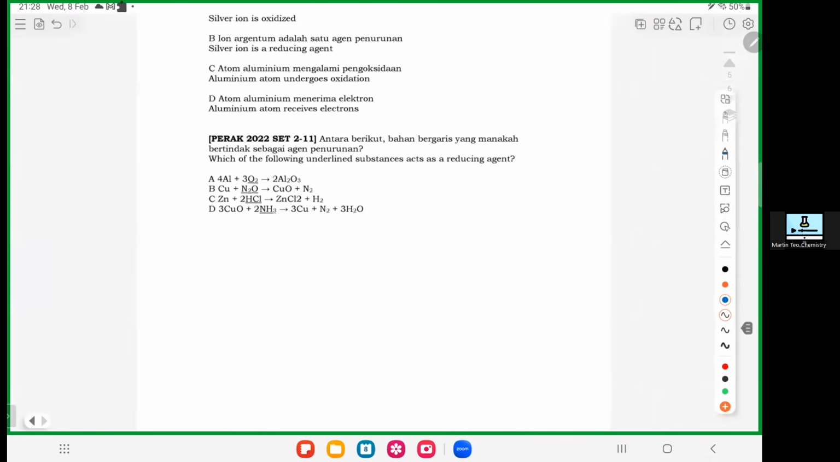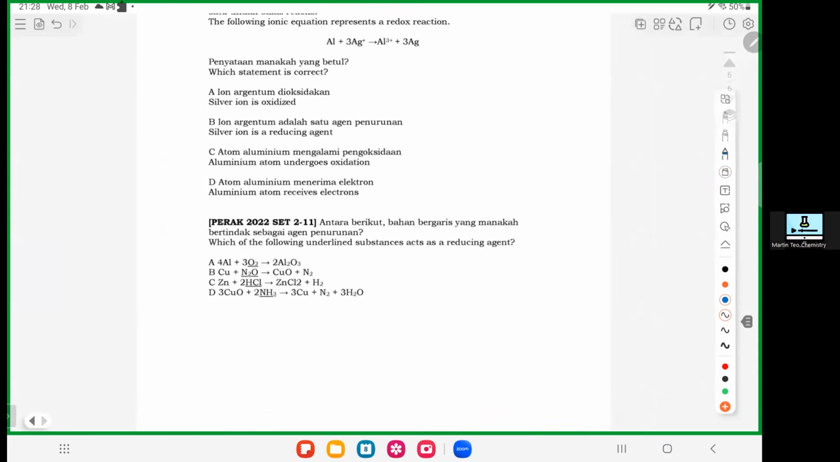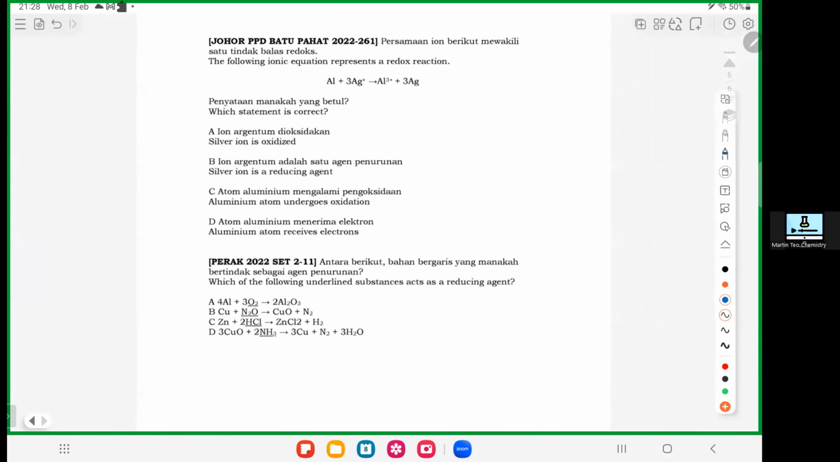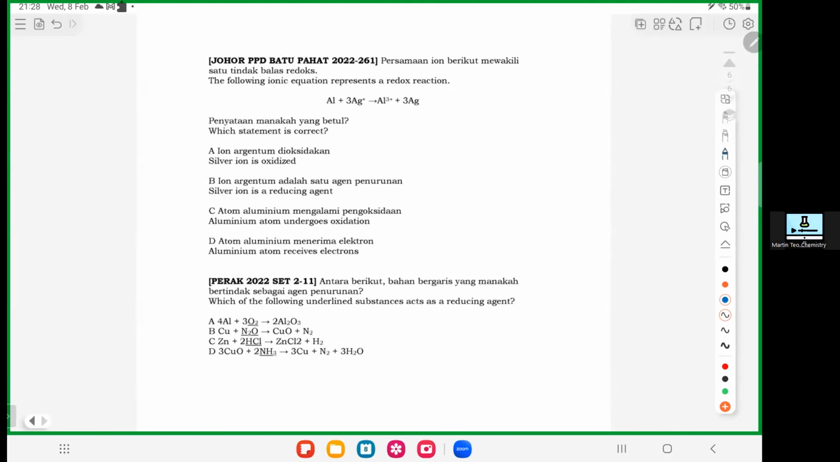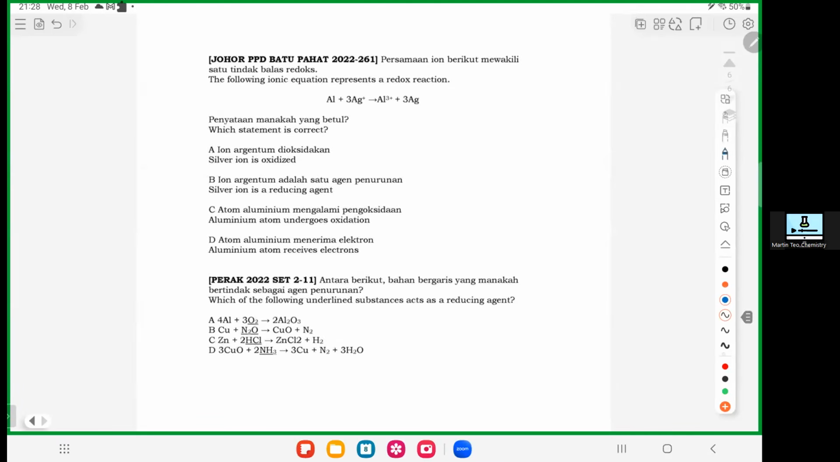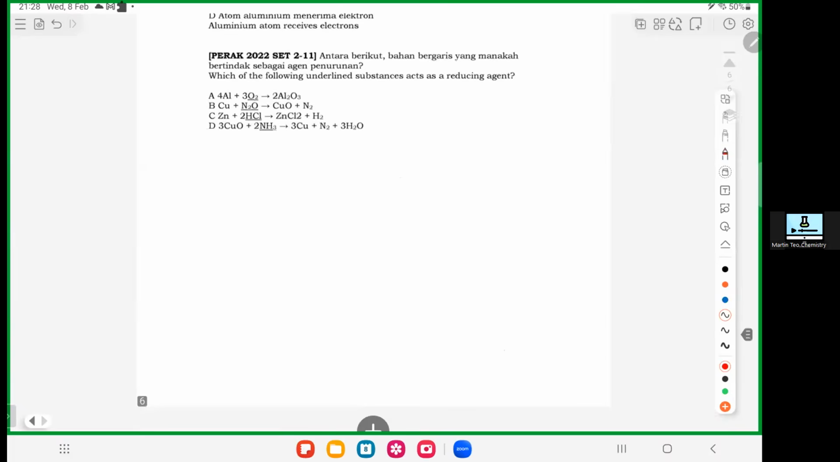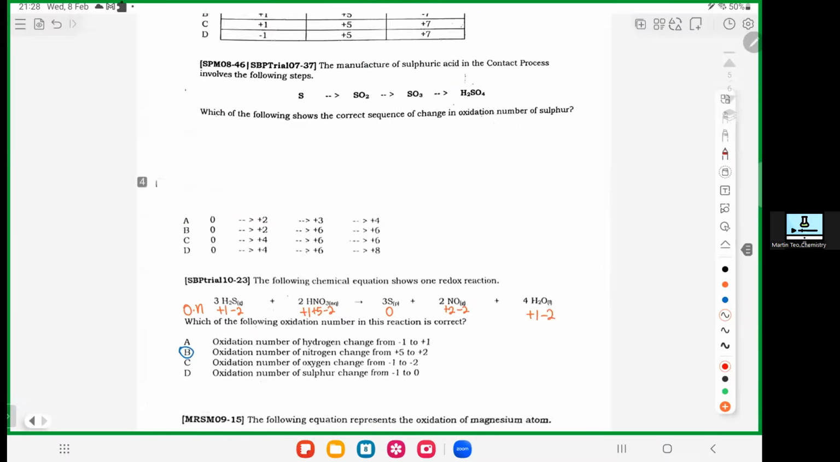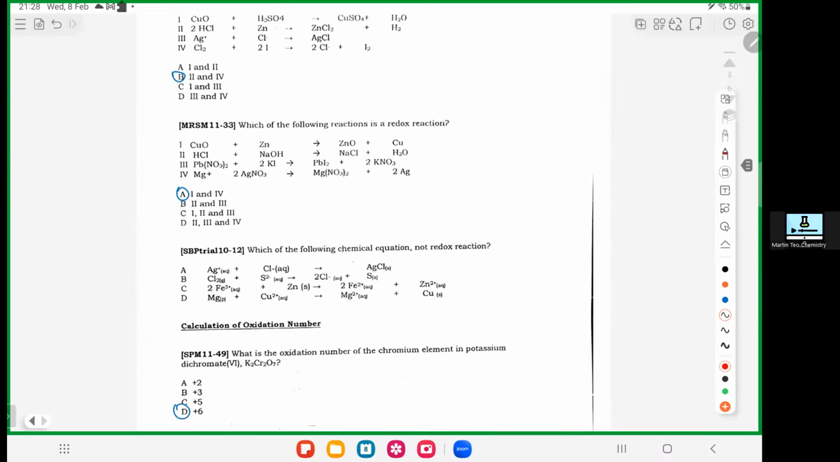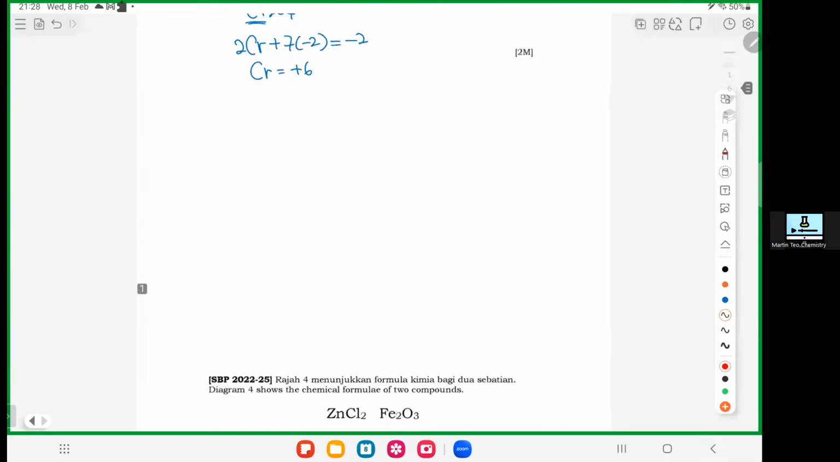So that's it. I don't think it is very, very hard. As long as you follow all the rules that we learned, you are good to go. It's not very complicated. So for today, we have completed the oxidation number method so far. Okay, all right.